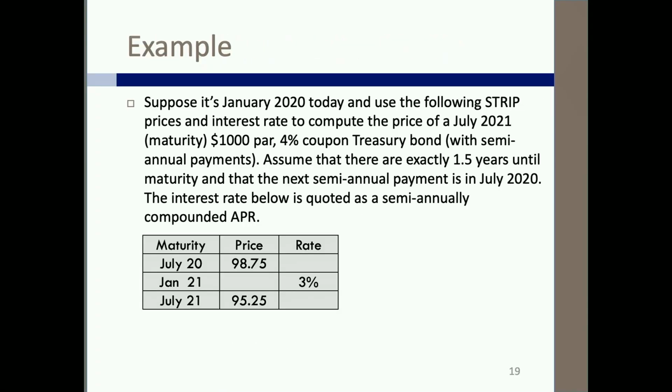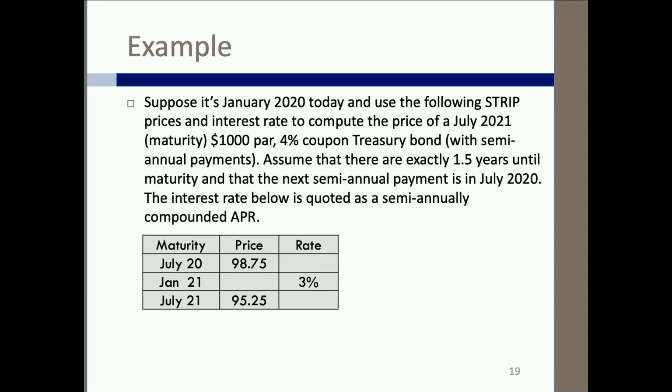All right, let's do an example. Suppose it's January 2020 today and use the following strip prices and interest rate to compute the price of a July 2021 maturity, $1,000 par, 4% coupon treasury bond with semi-annual payments.